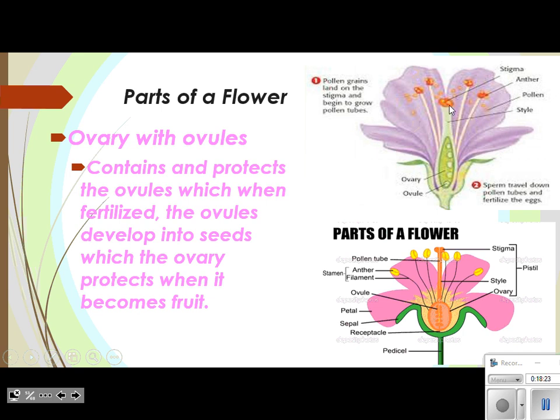Plants do self-pollinate, is what we call it, okay?